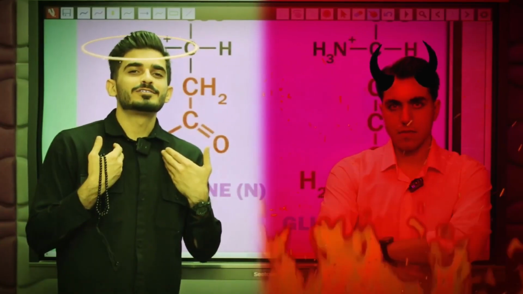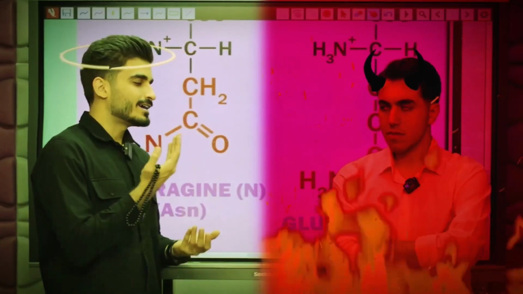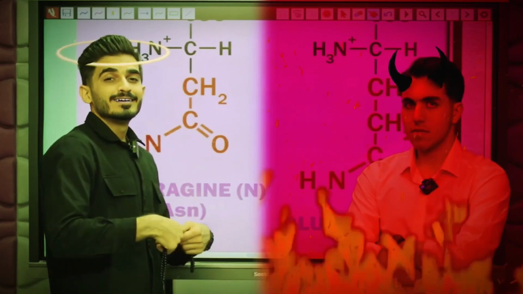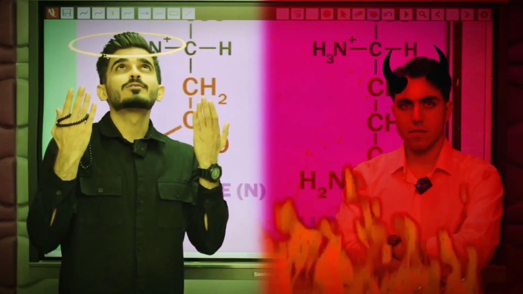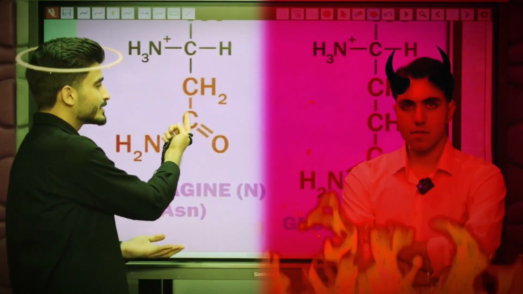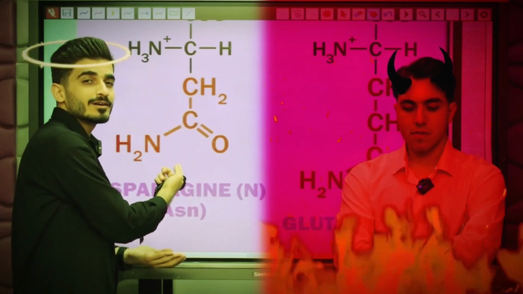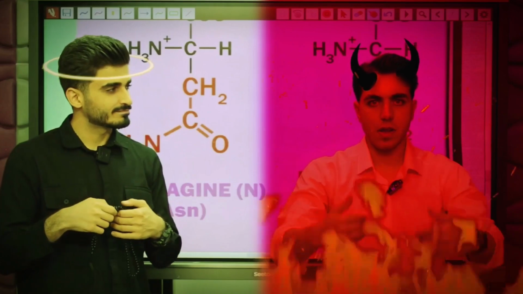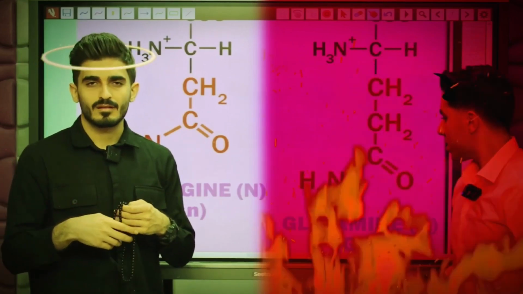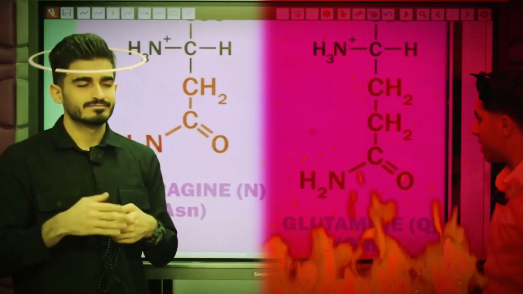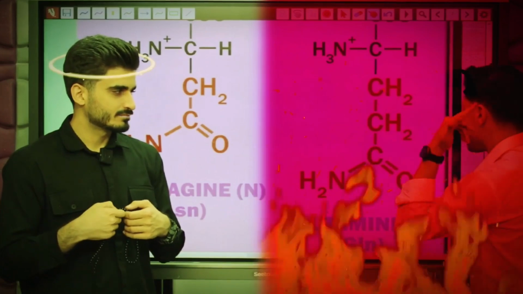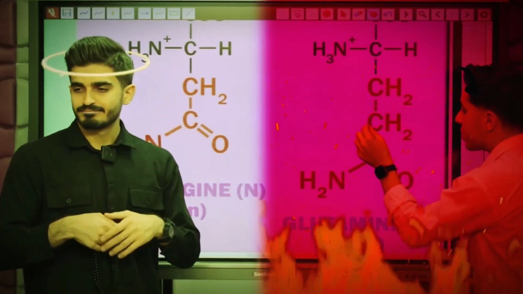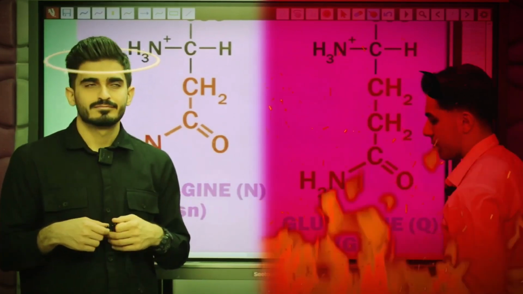I'm asparagine. You can call me ASN. I'm always thankful. One carbon and an amide are enough for me. And I'm glutamine. As an amide, just call me GLN. One carbon isn't enough for me. I need one more extra carbon before the amide group.